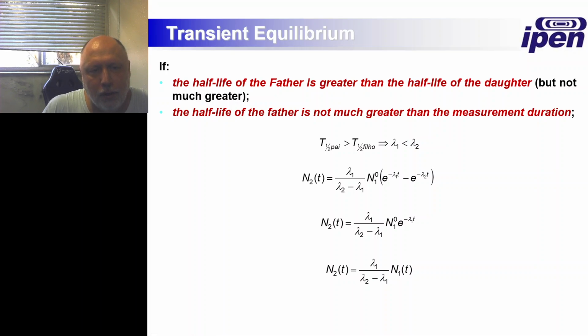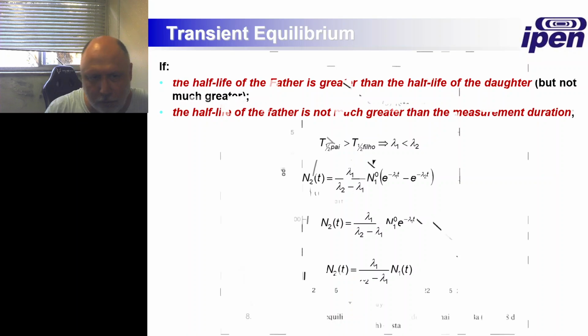The son, the daughter, has always greater activity than the father. And that's interesting because if we multiply by lambda 2 on both sides, this comes here, becomes activity, this comes here, becomes activity, and we have lambda 2 over here. Lambda 2 and this number down here is smaller than lambda 2. So this is greater than 1. This means that the activity of the daughter will be greater than the activity of the father.